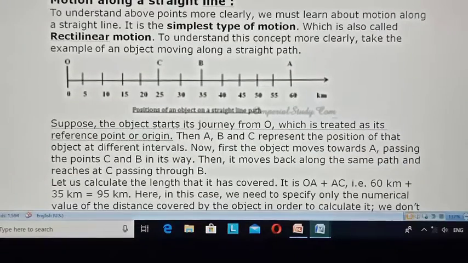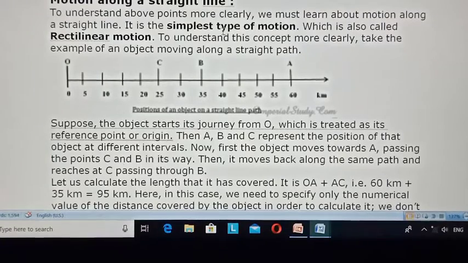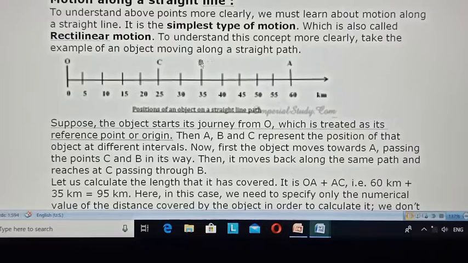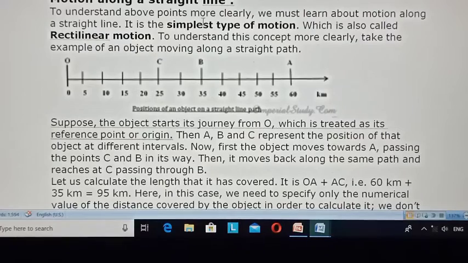So that is one thing. Second is motion along a straight line. Already I told you that these you have already learned in lower classes, but there is a new term related to this, that is what is called rectilinear motion. The motion in a straight line is also called rectilinear motion.